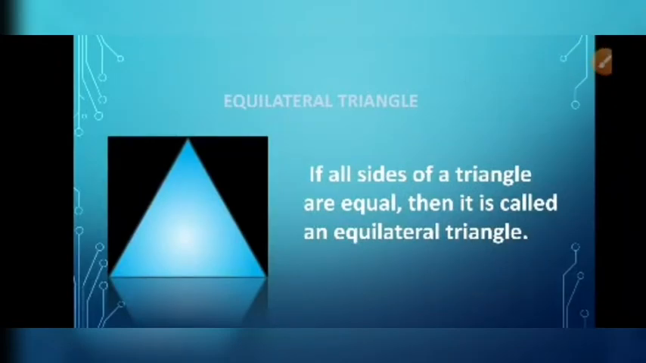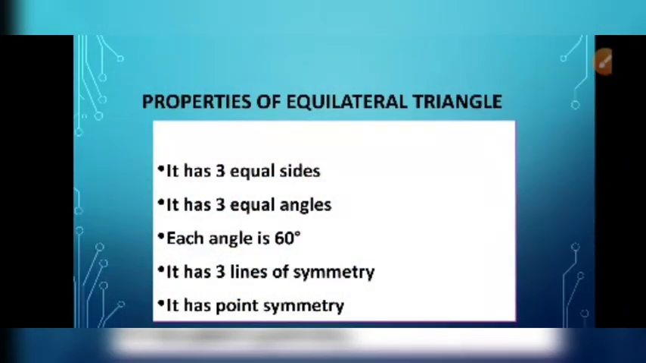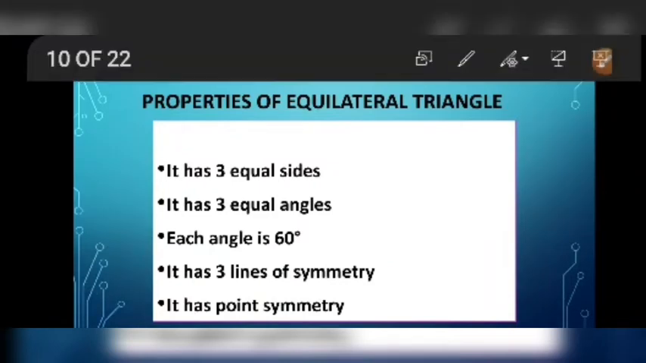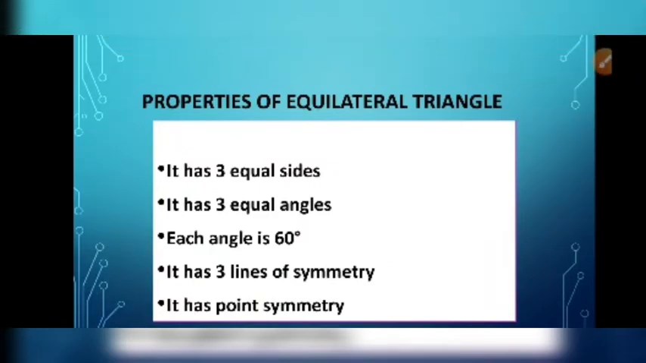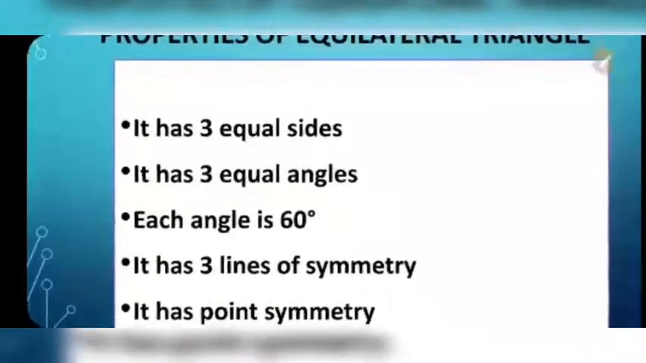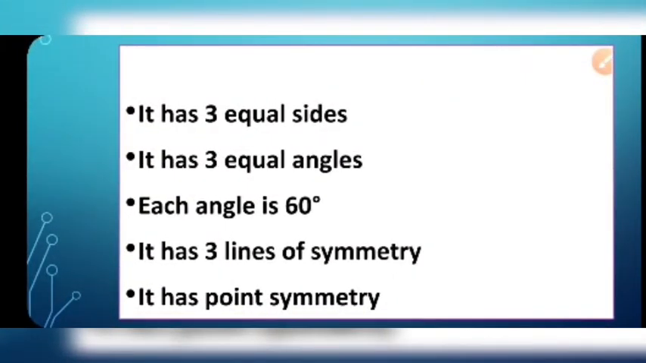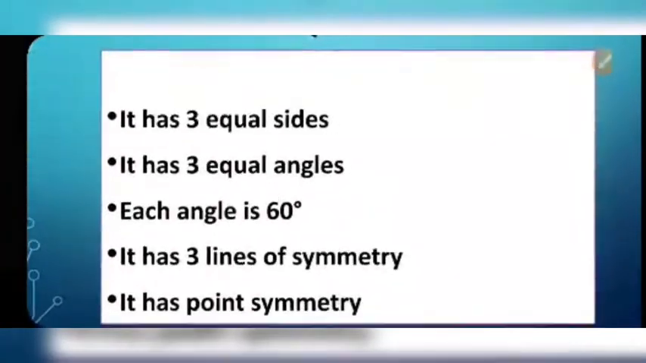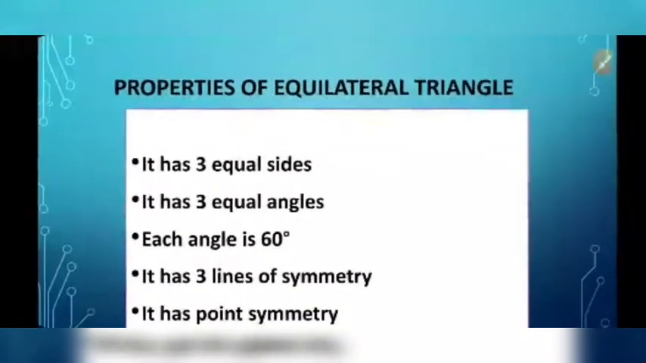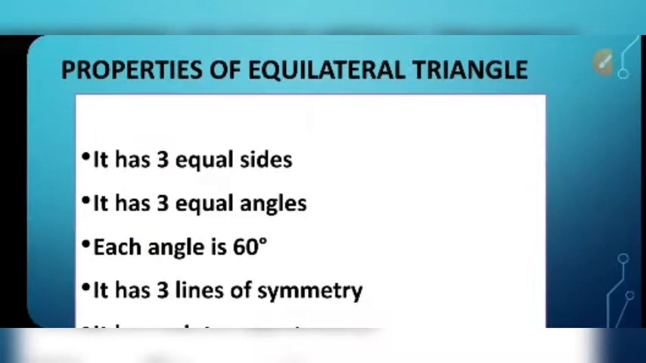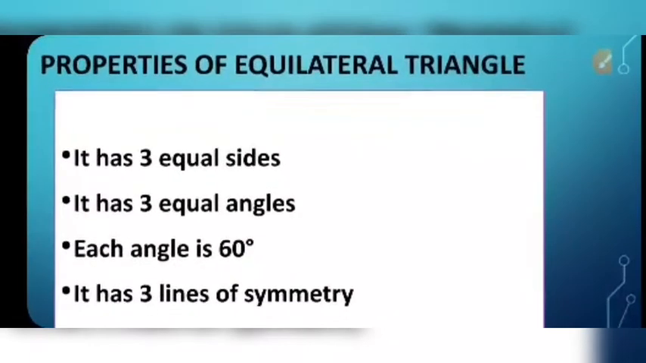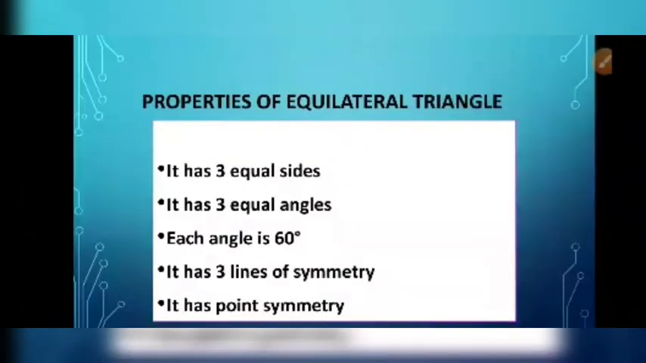What are the properties of equilateral triangle? The properties of equilateral triangle are: it has three equal sides, it has three equal angles, each angle is 60 degrees, it has three lines of symmetry, it has point symmetry. So the properties are: the three sides are equal in length and the three angles are equal. So by angle sum property, the sum of the angles of a triangle is 180 degrees. So the three angles are equal, hence each angle is 60 degrees.